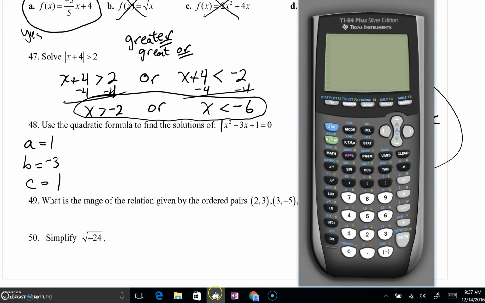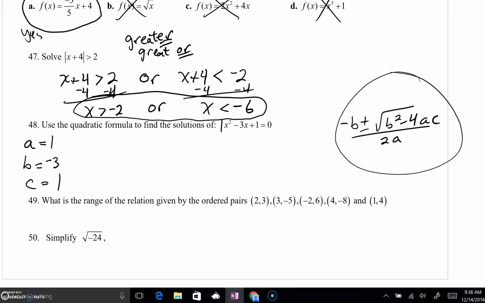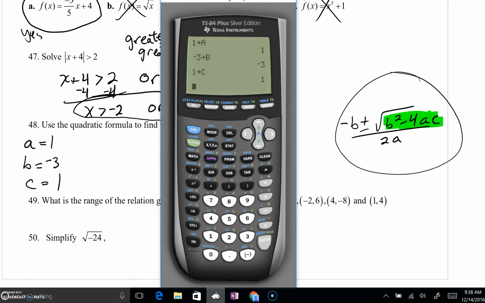Now, guys, definitely, please store these values. We'll hit 1, hit store, and then hit alpha A. Negative 3, not a minus 3, but a negative 3. Type that in for alpha B. 1, store that for alpha C. Now, guys, when you're solving here, you want to actually get the inside of that quadratic formula first. You want to just find out what b squared minus 4ac really is going to equal.